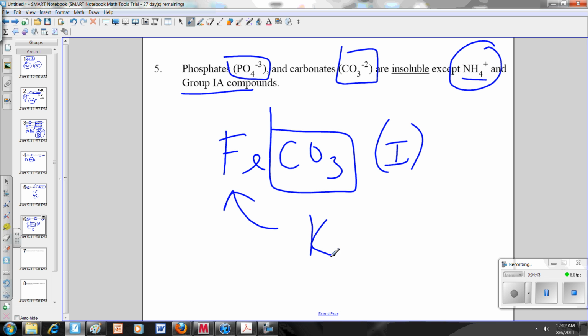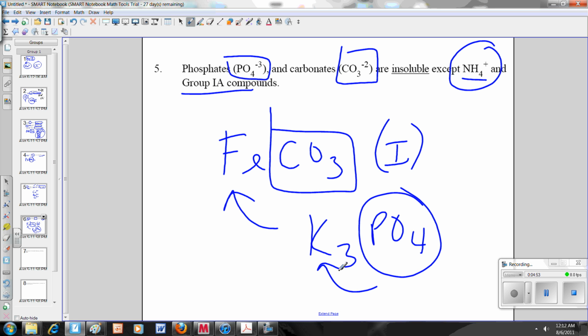What about K3PO4? We know that all phosphates are insoluble, but it goes back to rule 1. Rule 1 gets applied first. Potassium, if you look at it in the periodic table, is in group 1, the first column, and those are always soluble. So this will actually break apart, and you would give this a little S, saying it's soluble.